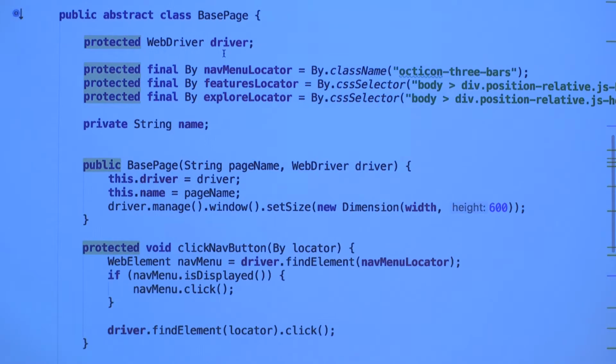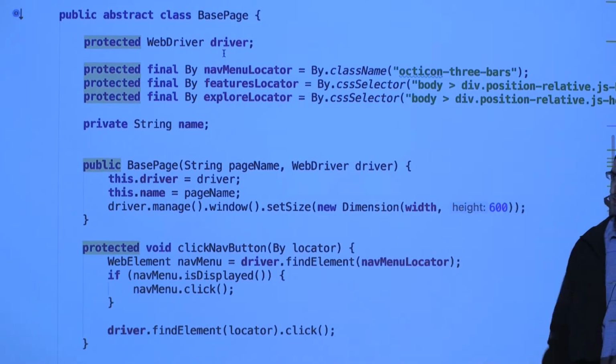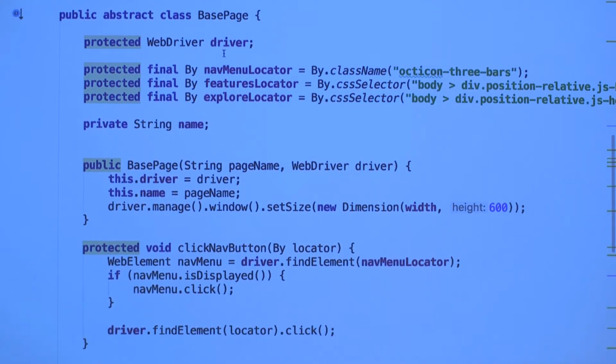all the details about the selectors are in the page object itself. I have the selector for the navigation menu, the selector for the features link, and the selector for the explore link. Because pretty much all the pages have the ability to click on features and click on explore, I can implement all of that in the base page, and then all the other pages will just inherit from the base page.